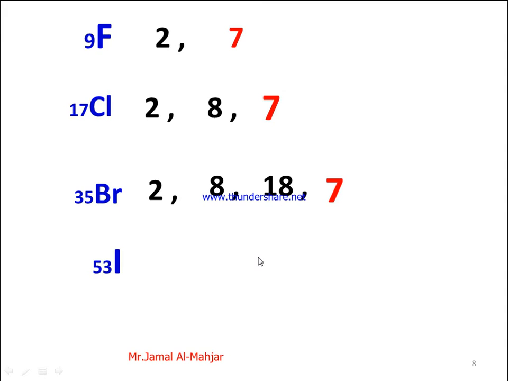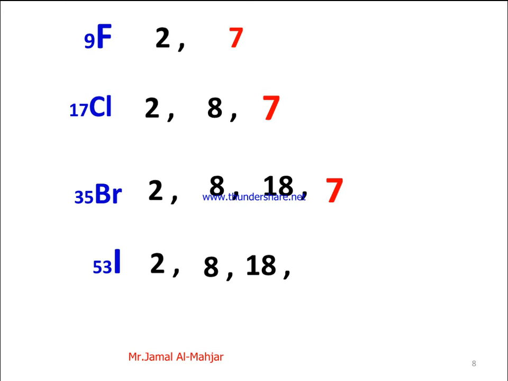Iodine, we have 53 electrons. In the first shell, 2. In the second shell, 8. In the third shell, 18. Now, count them. Yes, 28. How many electrons do you need to get 53 now? Yes, here we have the rest of the electrons, 25.